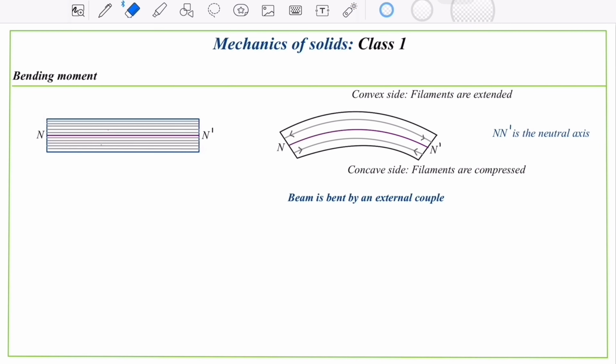Now this is the two-dimensional representation of the beam before bending and after bending. The first figure represents the 2D representation of the beam before bending, and I have drawn several longitudinal filaments and N N dash, which is the neutral axis.